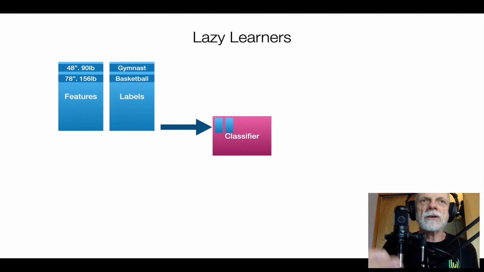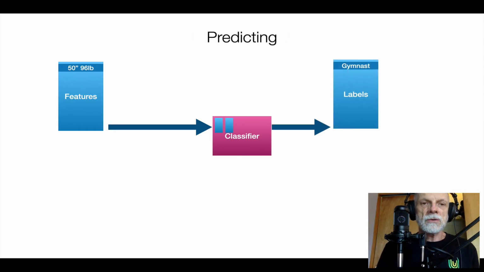So we give it 10,000 instances of these are gymnasts and basketball players and whatever else, and it just remembers them. It has 10,000 instances built into that classifier. Then it can use those when we're given a new instance. Hey, here's someone who's 50 inches tall, who weighs 96 pounds. What sport does that person play? That person's a gymnast, it'll predict. So it's just comparing that new instance with all the instances that are inside the classifier.